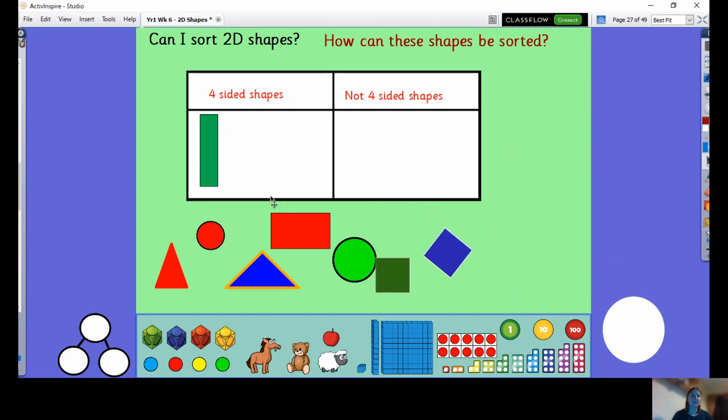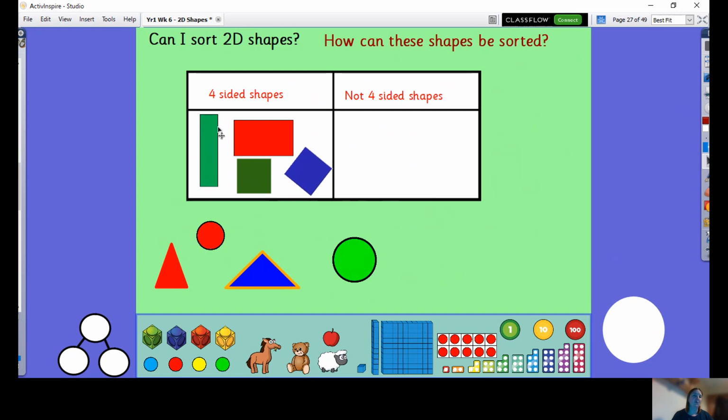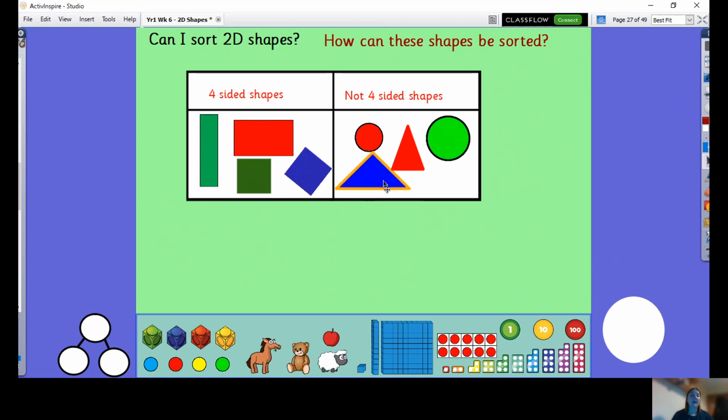That's got four sides. This one's got four sides. That's got four sides. This has got four sides. So all of those have got four sides, and then all the others can come over here. Although they are different shapes, they all don't have four sides. So we've got four sides, not four sides.